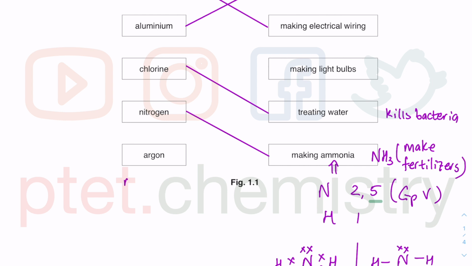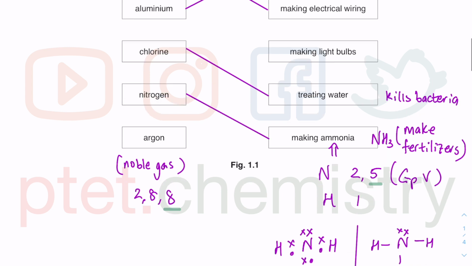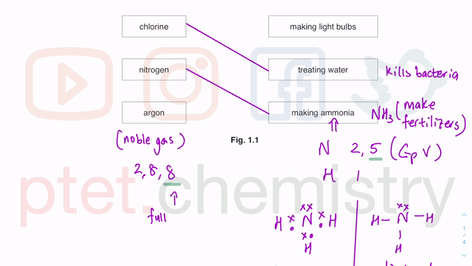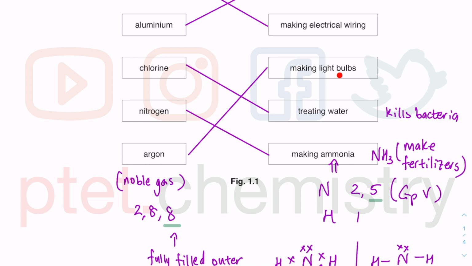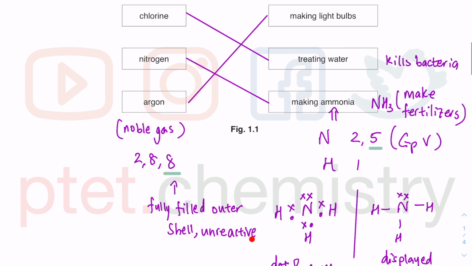Argon is a noble gas. If you see the periodic table, argon is 2,8,8 electronic configuration, a fully filled outer shell, therefore unreactive as an element. Because it is unreactive as an element, that is the reason why we can use it to fill light bulbs, and it will be safe because it's an inert or unreactive atmosphere, it doesn't react with anything, as a result of this fully filled outer shell as a noble gas.